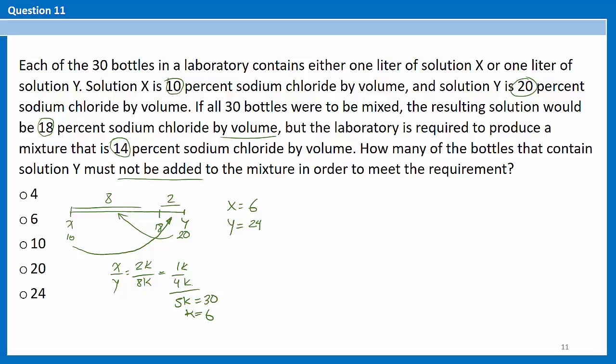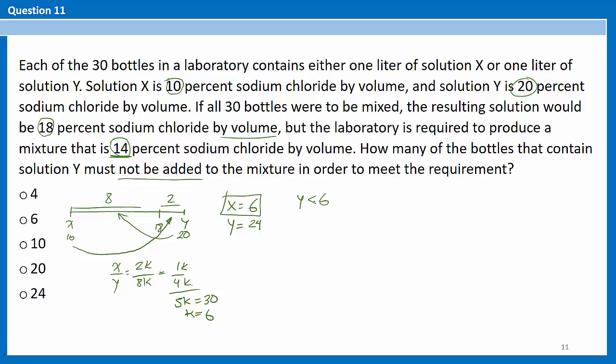Now, the number of bottles X don't change. Okay? They don't change at all. You just want to not add the bottles Y. Now, in order for the mixture to be 14%, you need the bottles Y to be less than 6. They cannot be 6 because that would give you 15% concentration, right in the middle of 10 and 20. But since it's 14, you want it to be more towards X. So if Y is going to be less than 6, now how many must not be added?